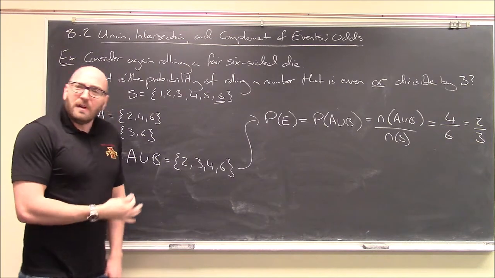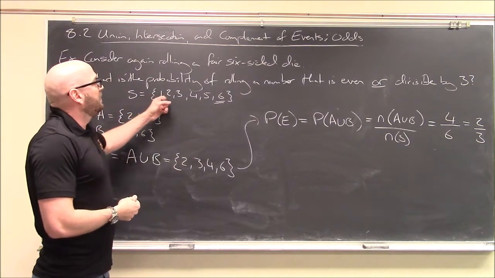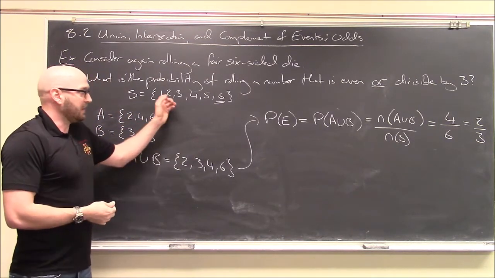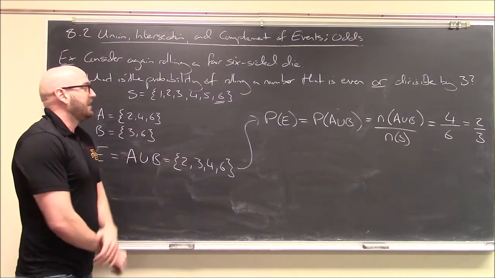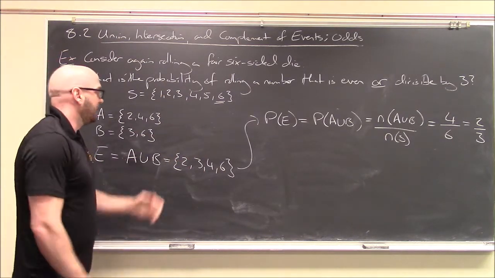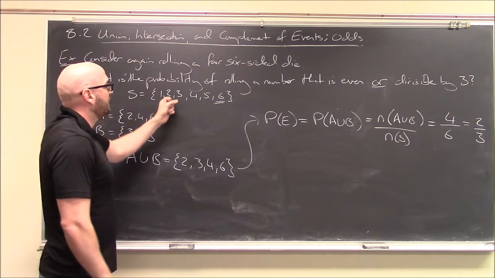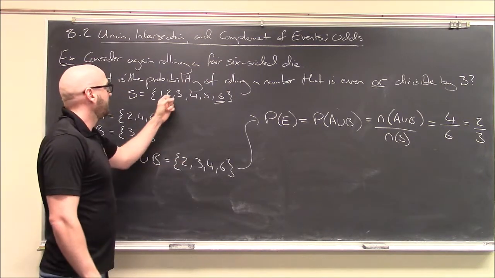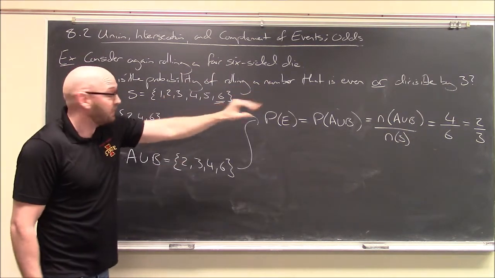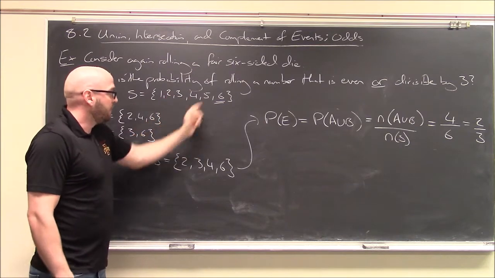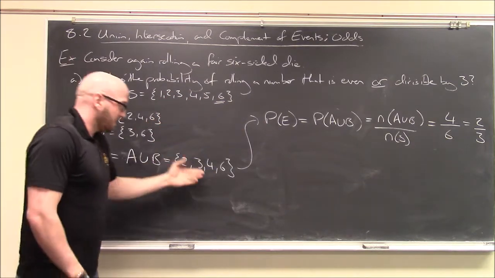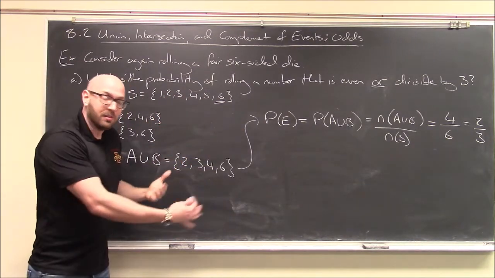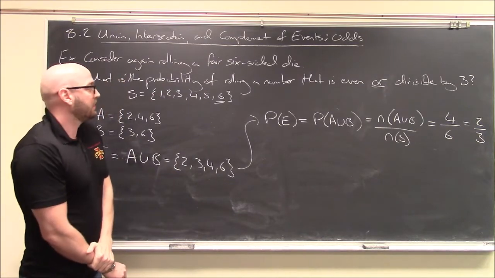And again, for these fairly small events, when I can just read off what the union is and I've got these small sample spaces, you wouldn't have to do anything particularly formal here. You could just say which numbers in here are even or divisible by 3. Well, that's 2, 3, 4, and 6. And because I've got 4 elements here, the probability is of course 4 over 6, or 2/3.